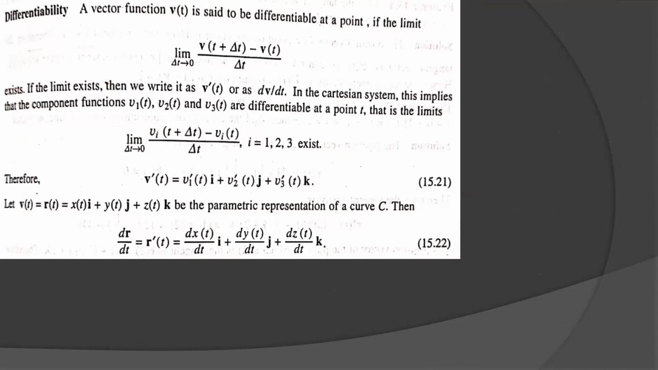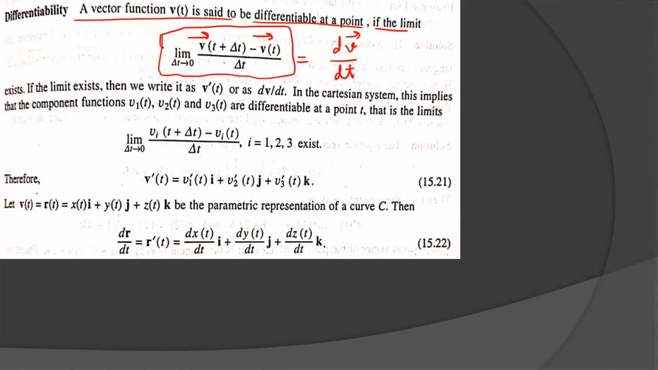Differentiability. A vector function V(t) is said to be differentiable at a point if the limit exists. This is representing dV by dt. If the limit exists, meaning its RHL and LHL are equal, then dV by dt or V dash t, meaning we are differentiating with respect to t, exists. Existence means left hand limit equal to right hand limit. In the case of differentiability, we call it RHD and LHD.